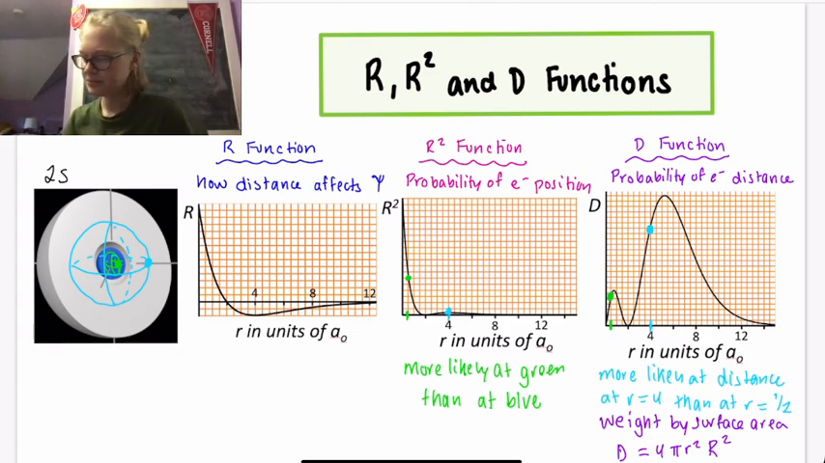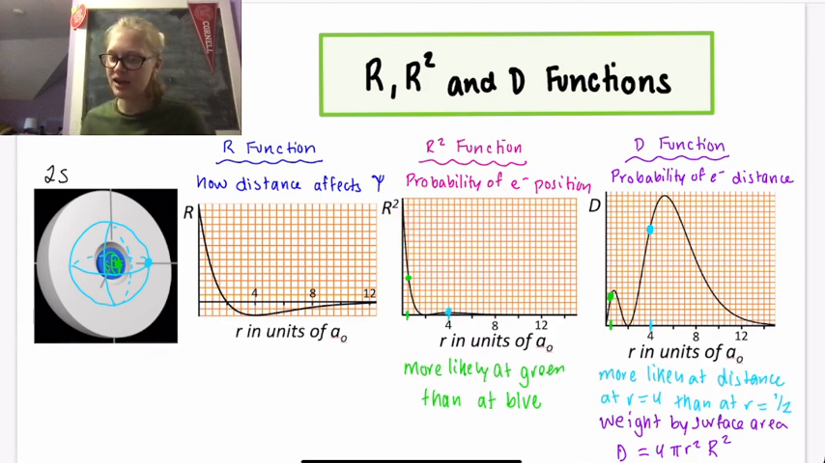So that makes sense. If the difference between R squared and the D function isn't quite clicking for you yet, there's another way you can think about it. It's really helpful to think about it like you're playing a game of darts. When you're playing a game of darts, the most likely place that you're going to hit is a bullseye because you're aiming at the middle. And that relates to our orbital because the bullseye of a 2s electron is the nucleus. And we can see from our R squared graph, the most likely position of our electron is at the nucleus.